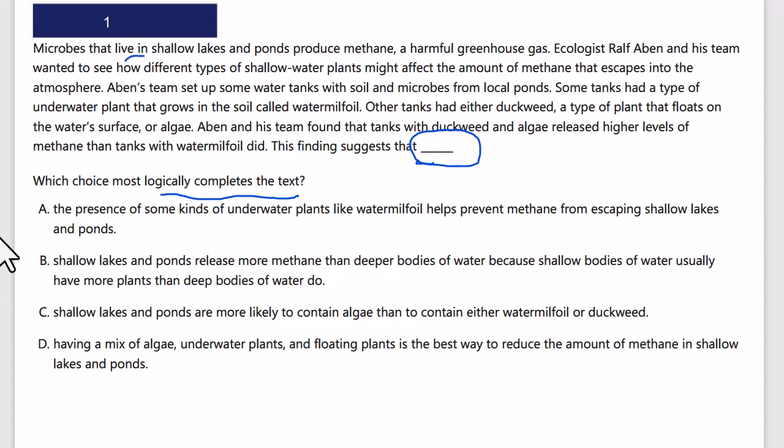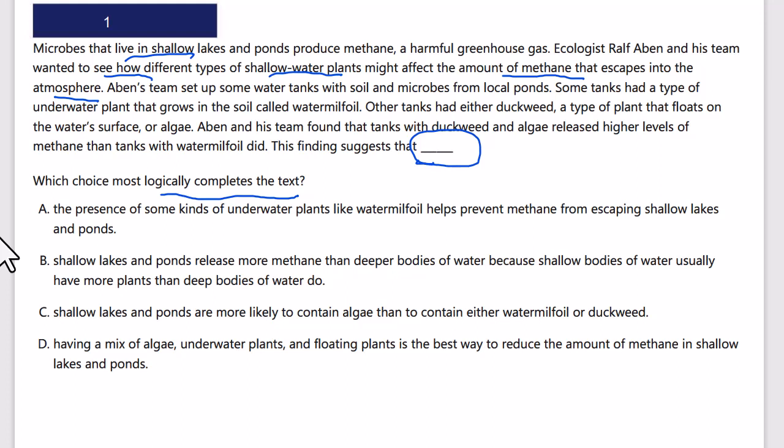Microbes that live in shallow lakes and ponds produce methane, a harmful gas. Ecologist such and such wanted to see how different types of shallow water plants might affect the amount of methane that escapes into the atmosphere. Okay, so microbes produce the methane gas that can escape, but the plants help avoid that, if I understand this correctly. So how much is captured by the plants?